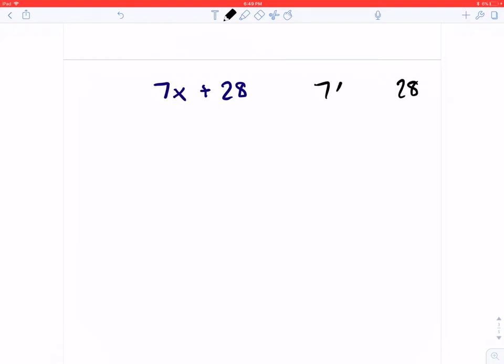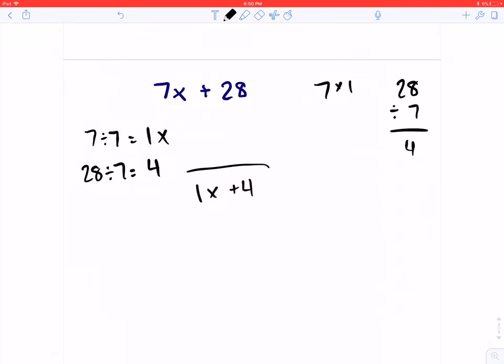7 times 1 is 7, but I can divide 28 by 7, and I get 4. 7 divided by 1 would be 7. So I'm going to take 7, I'm going to divide by 7, and I'm going to end up with 1, or 1x. And then I'm going to take 28, and I'm going to divide by 7, and I wind up with 4. It's positive, so my answer is 1x plus 4. Again, we're doing the opposite.